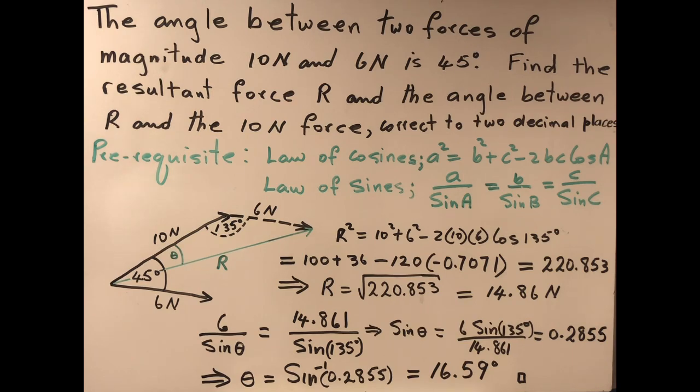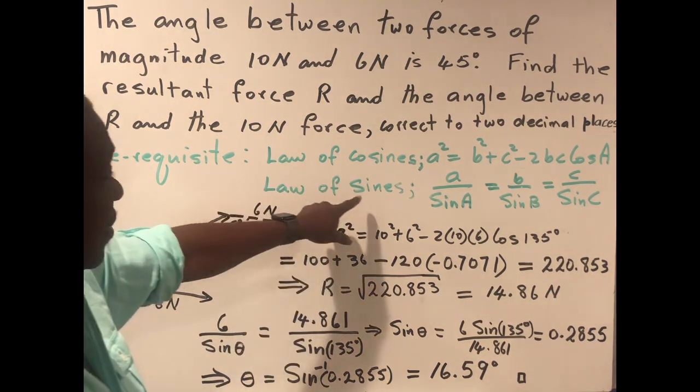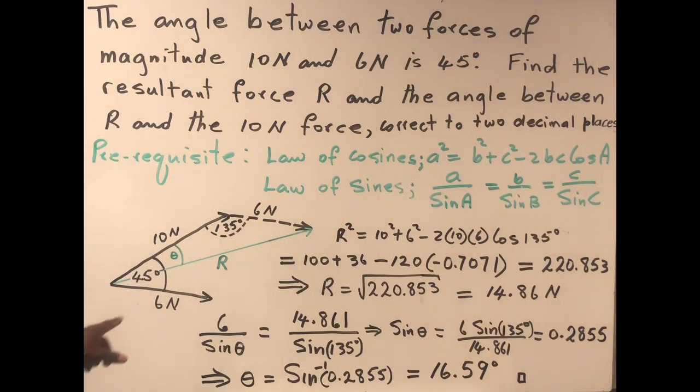The angle between two forces of magnitude 10 newtons and 6 newtons is 45 degrees. Find the resultant force R and the angle between R and the 10 Newton force, correct to 2 decimal places. You will need to have knowledge of the law of cosines and the law of sines. Here I illustrate the problem.